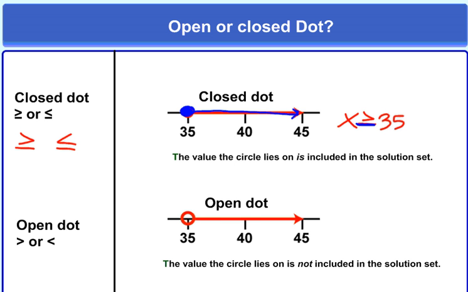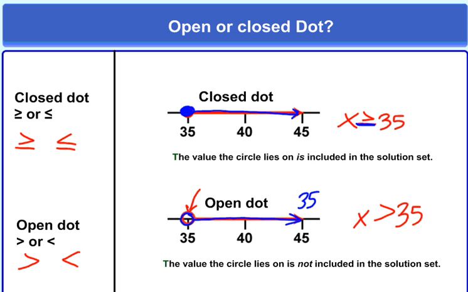And an open dot is just the opposite. An open dot is for the greater than or the less than symbol. And in this example, we see x is greater than 35. Since that little line doesn't appear, I know that 35 right there is not a possible answer. It has to be greater than 35. So I'm leaving 35 out, but everything greater than 35 could work.